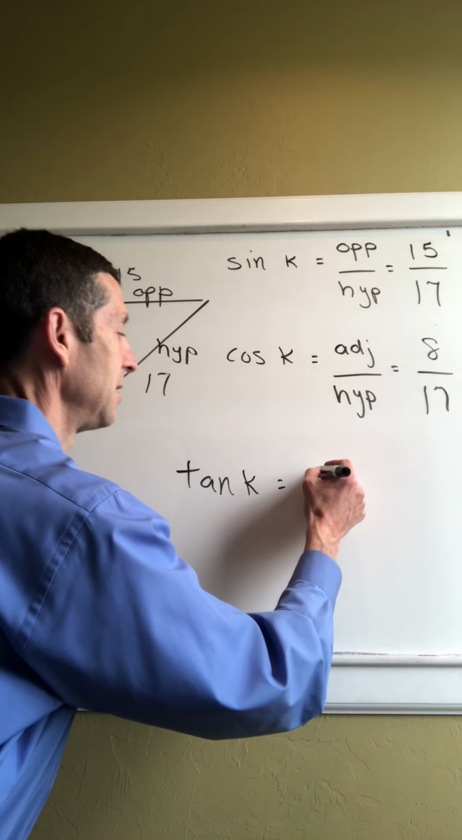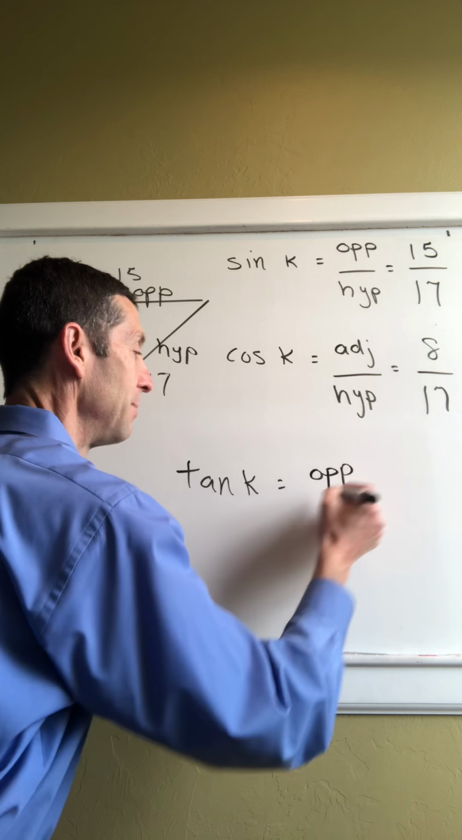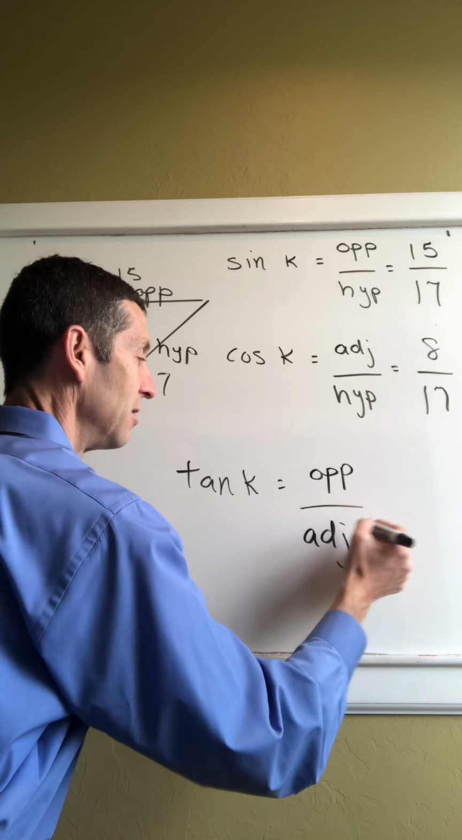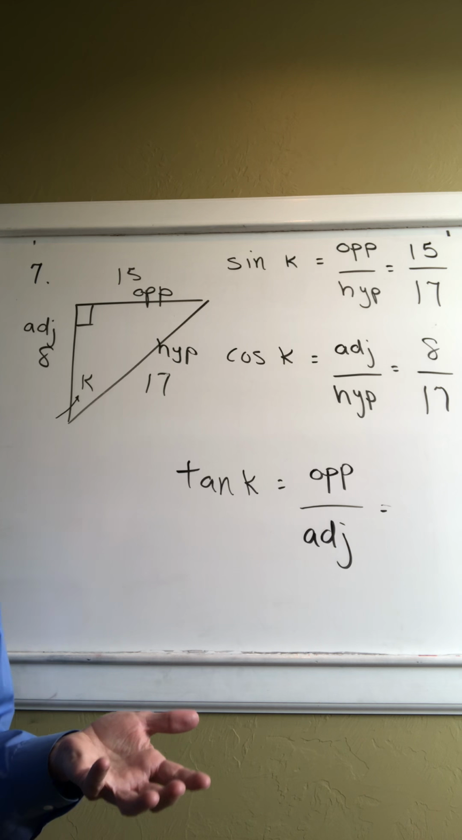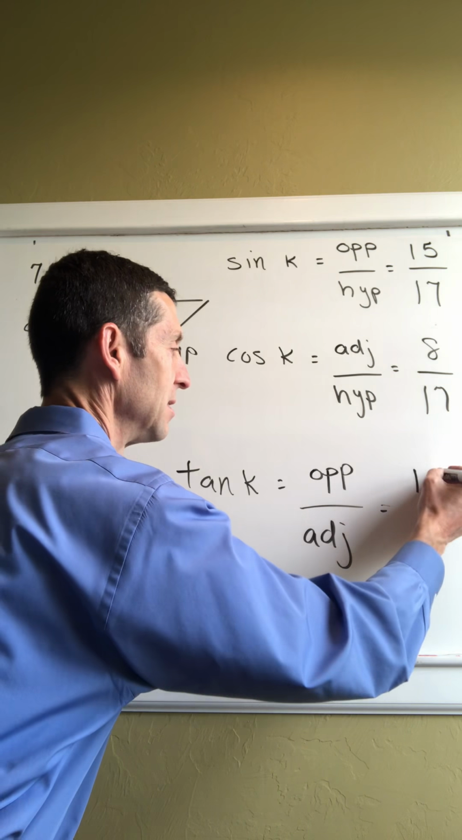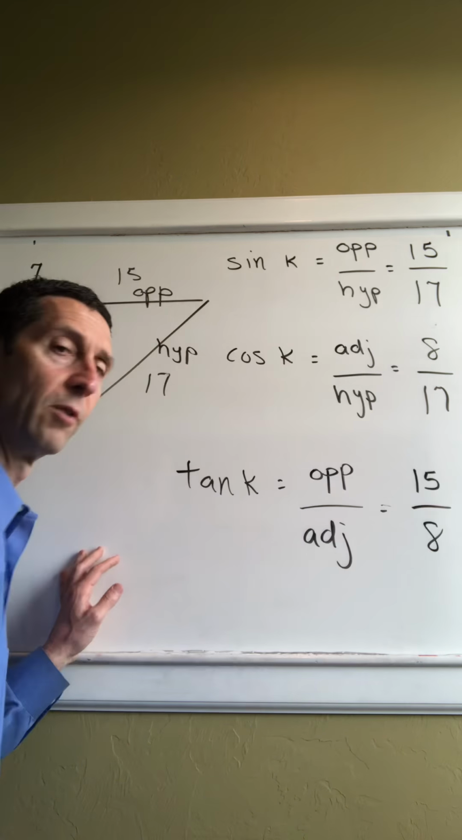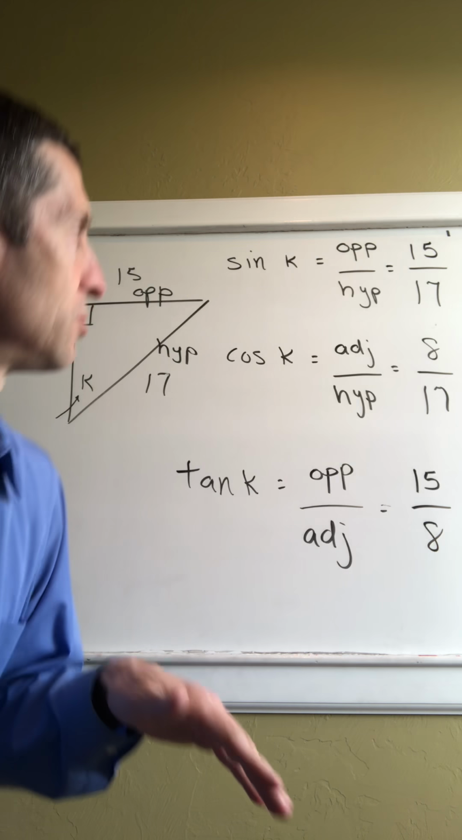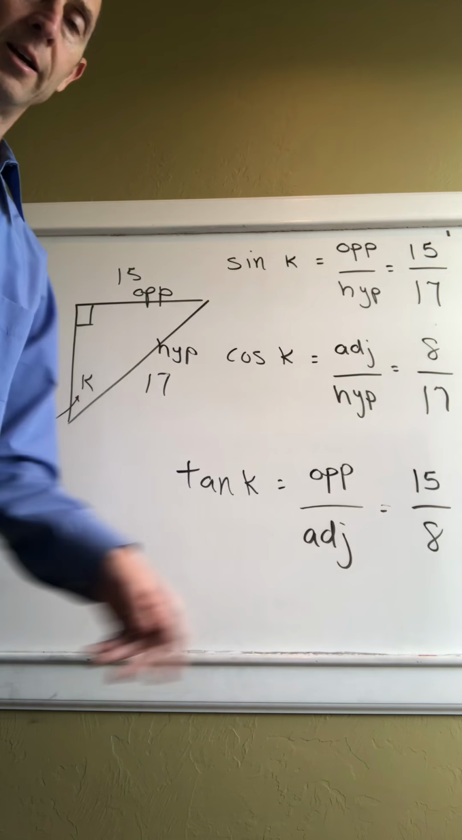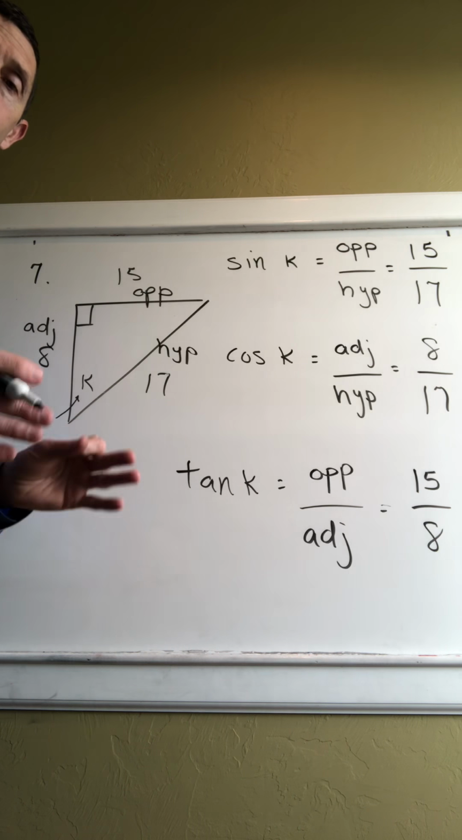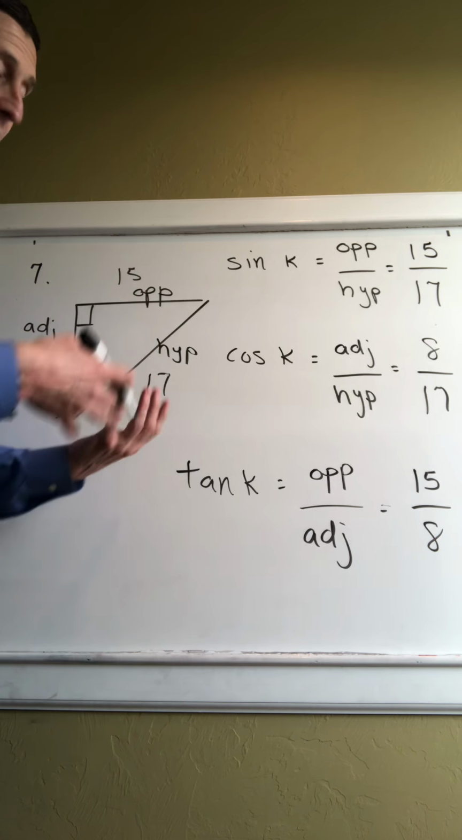And tangent is equal to opposite over adjacent. And your opposite side is 15, your adjacent side is 8. So this is 15 over 8. So your answers are right here. 15 over 17, 8 over 17, 15 over 8. These are your three trig ratios for this problem.